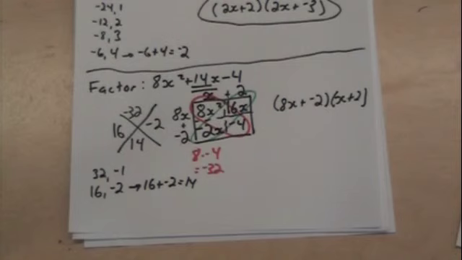That is your review. If you need more practice, please come and get some more practice problems for that. You're ready to move on to finding holes and asymptotes in rational functions.